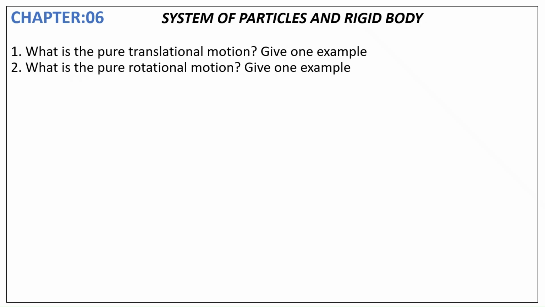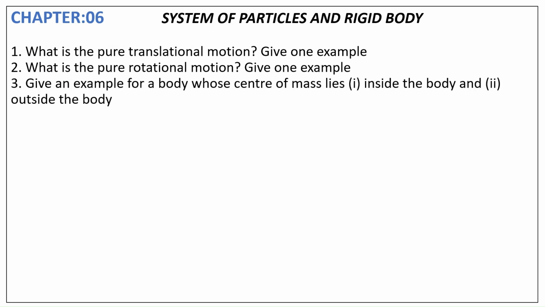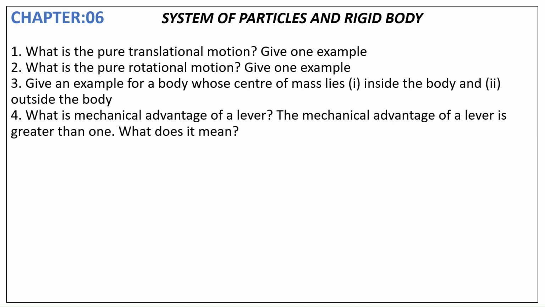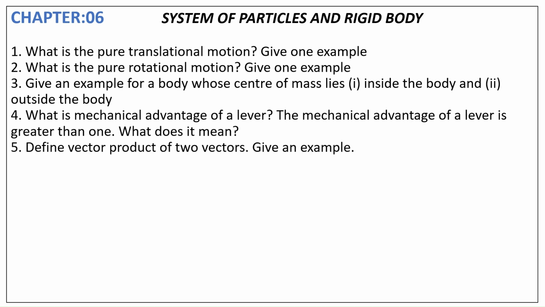Give one example. 3. Give an example for a body whose center of mass lies 1. Inside the body and 2. Outside the body. 4. What is mechanical advantage of a lever? The mechanical advantage of a lever is greater than 1. What does it mean? 5. Define vector product of two vectors. Give an example. 6. Define moment of force. Write the expression for it.